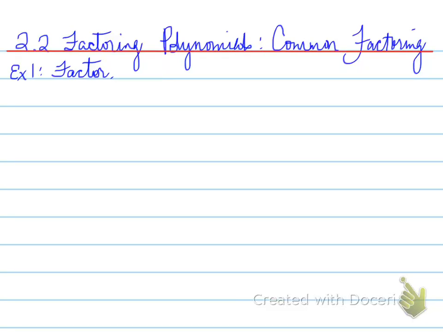Okay, so 2.2, you're being asked to factor polynomials using a simple type of factoring called common factoring. This is the first type of factoring you learn. Common factoring is basically looking for something that is common. So we have one example with multiple parts. So let's list all these parts here.